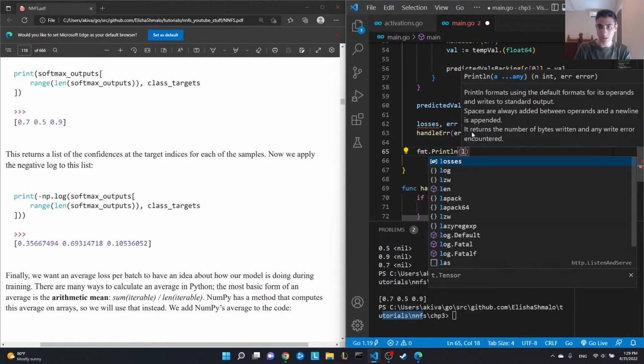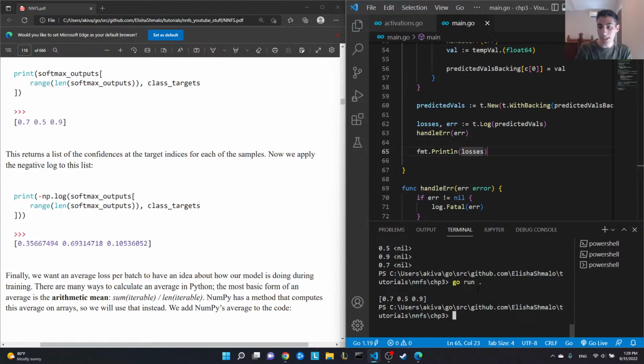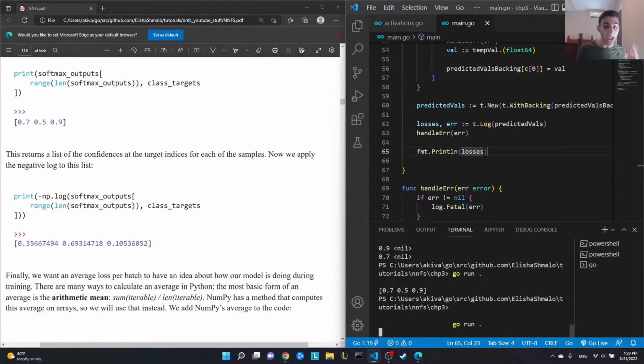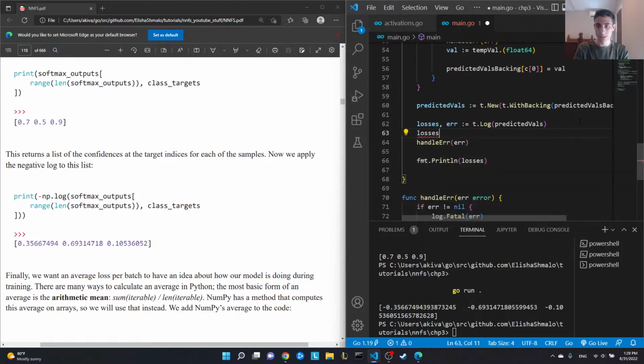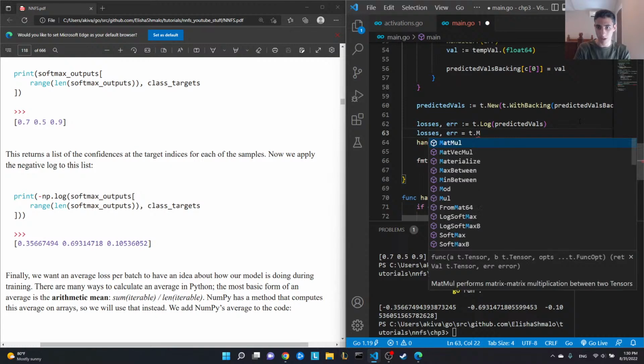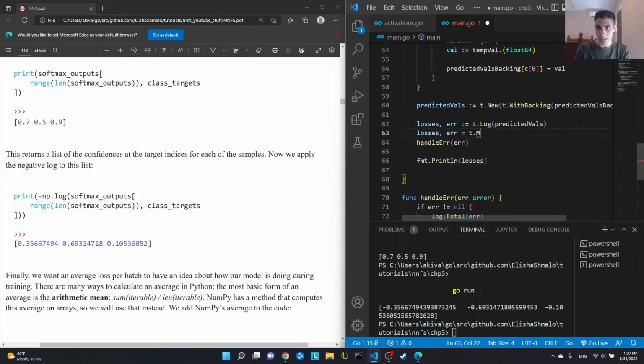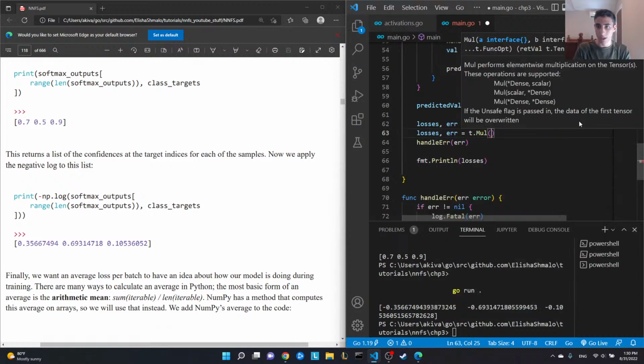fmt.Println losses. Now, you're going to say, Alicia, we already have that. We already did that. Oh, hold on. We want these to not be negative, right? So we're going to have to multiply that. So let's say losses, comma, error equals t.Mul. Yeah, I guess we're going to have to Mul. And we're going to multiply, and this could take in a scalar, which is nice.